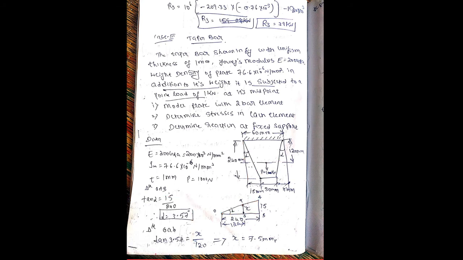So therefore, using triangle OAB, I'm going to calculate the alpha. That is opposite by adjacent, 15 by 240. Therefore, you'll get the alpha value as 3.57. Now, I'm going to consider triangle OA small a small b. Using that, tan alpha is equal to x by 120, I'm going to calculate the x value then.